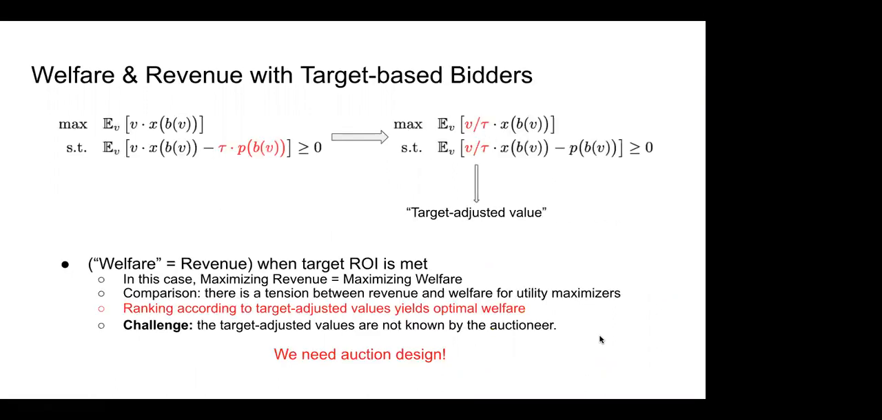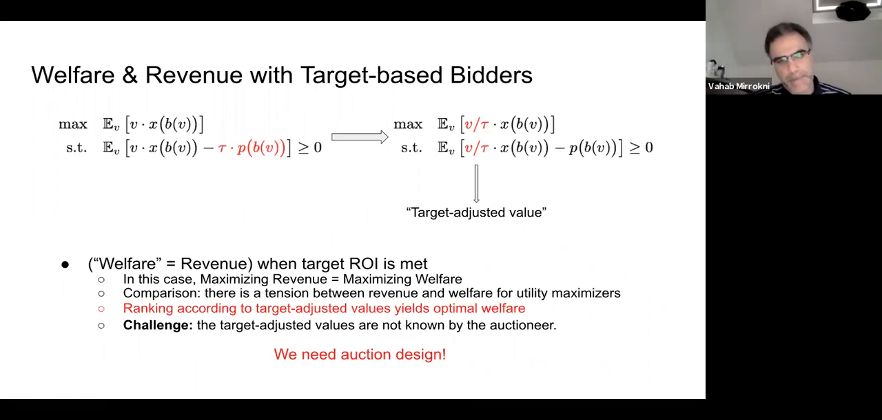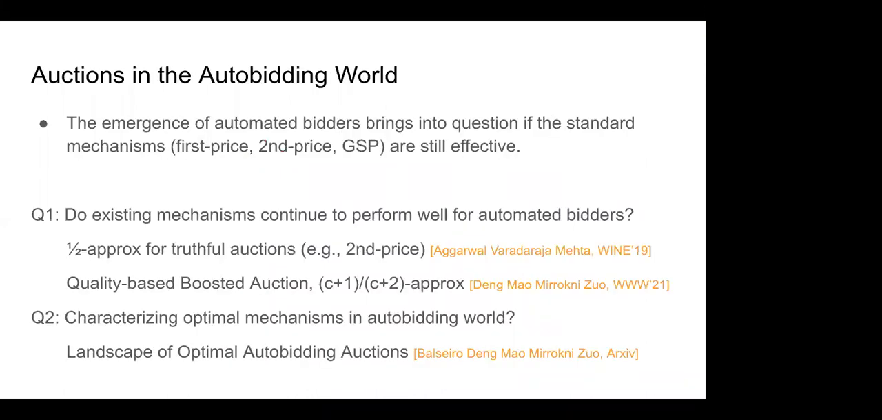So Vahab, I have a question about the C divided by C plus one approximation in the previous slide. So this is C plus one divided by C plus two. So if C actually is very small, right? Then actually, this is very similar to a 1/2 approximation. So do you know what's the range of C in your guarantee?